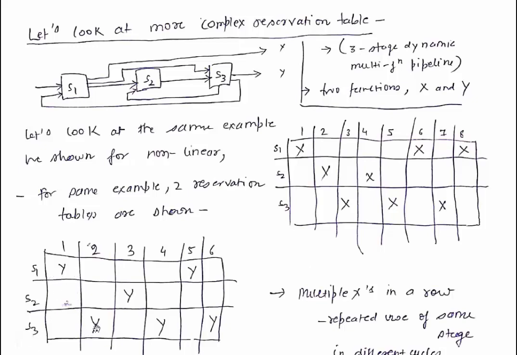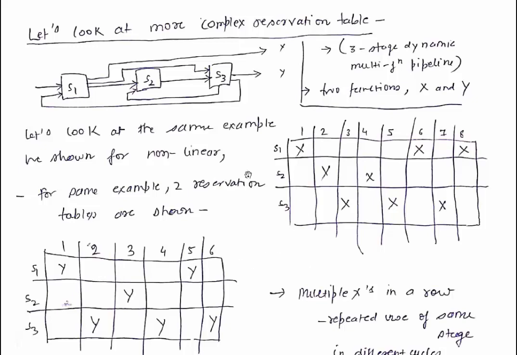S1, S3, S2, S3, S1, S3. So this is one possible sequence, and based upon this sequence I have made a reservation table. Now let's look here. This reservation table, or stage time diagram, also tells you that at the first time step you are at stage S1, at the second time step you are at stage S3, and so on and so forth.